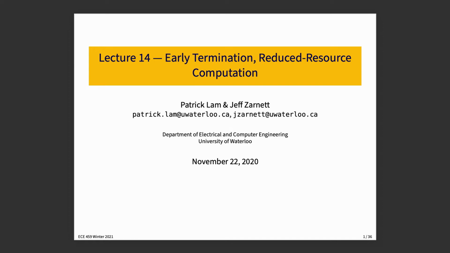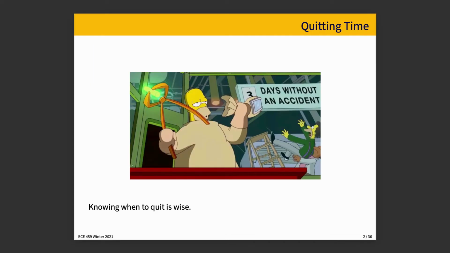Lecture 14, Early Termination, Reduced Resource Computation. Here's the thing, knowing when to quit is wise. In a program context, we can sometimes speed up our program by not waiting for the slowest steps to be done. This is somewhat related to speculation, in that the topic we've just come off of is about doing extra work just in case, whereas with early phase termination, we actually skip some work even though we're supposed to do it on the basis of close enough is good enough.